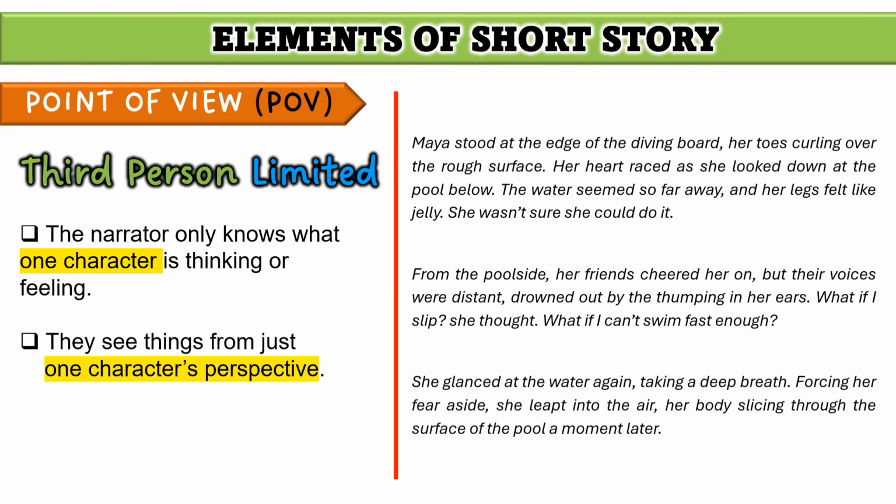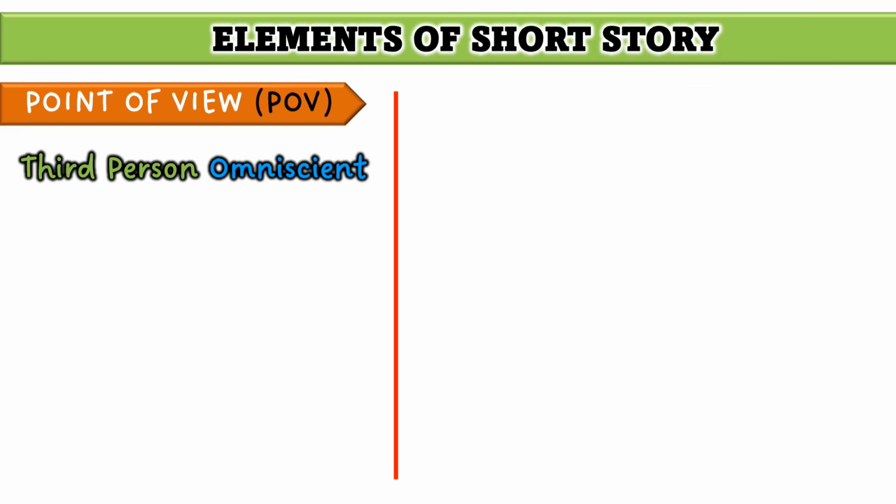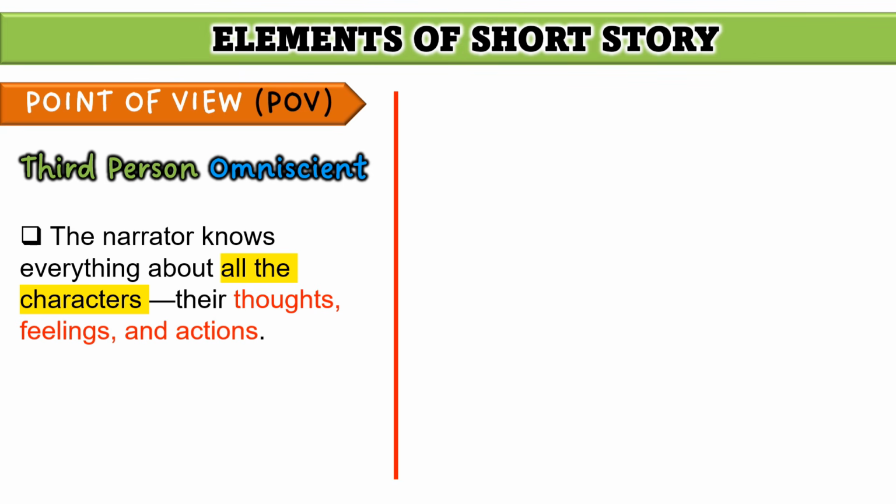In this third-person limited point of view, the narrator only reveals Maya's thoughts and feelings. We don't know what the friends are thinking or feeling, only what Maya experiences from her perspective. Third-person omniscient. The narrator knows everything about all the characters, their thoughts, feelings, and actions.